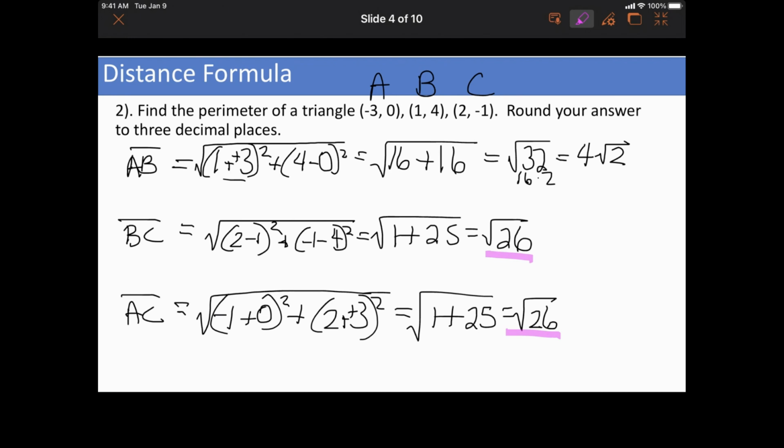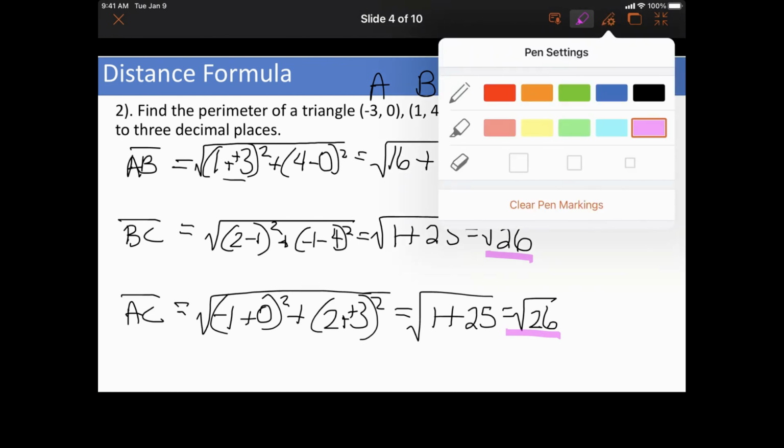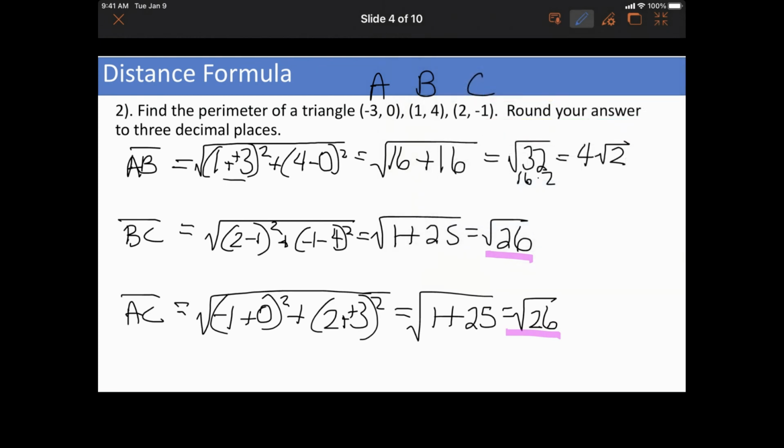Those 2 distances are the same. The lengths are the same. So what do we know about this triangle? It's isosceles. Cool, right? If I wanted to check if it's perpendicular, I would find the slopes and see if any of them were opposite reciprocals. Okay. So now we are going to round.